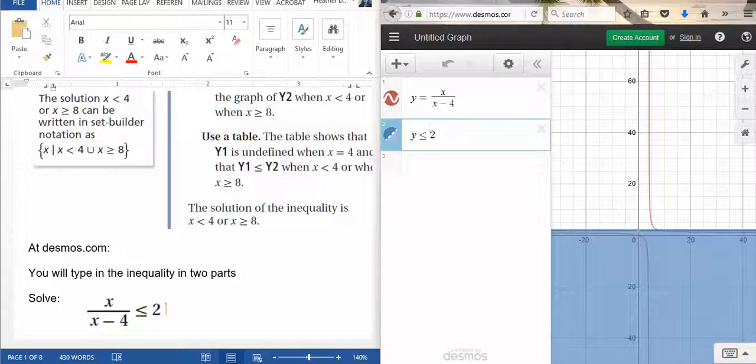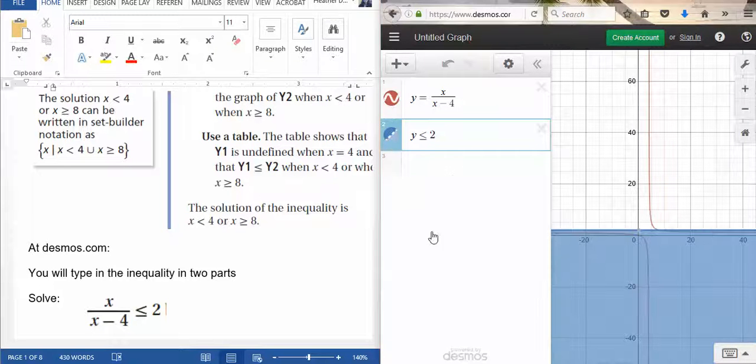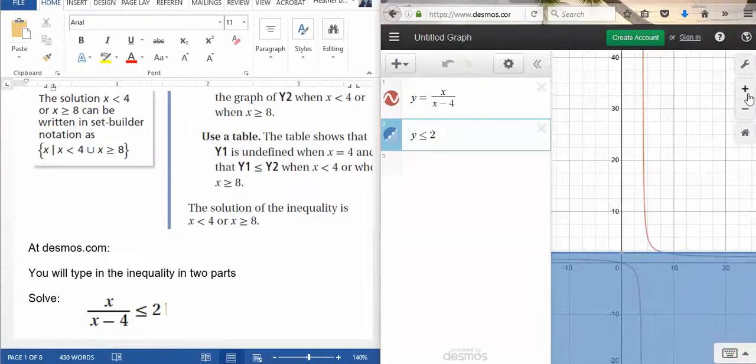It's in 2 parts. And you can see that the part that is shaded is where y is less than or equal to 2. If I turn that off, this is just y equals x over x minus 4. And then this shows you where it'll be true for this problem over here. Let me zoom in just a little bit. Now you can see there's an asymptote here. We talked about that in earlier sections. And it looks like this asymptote is at 4.